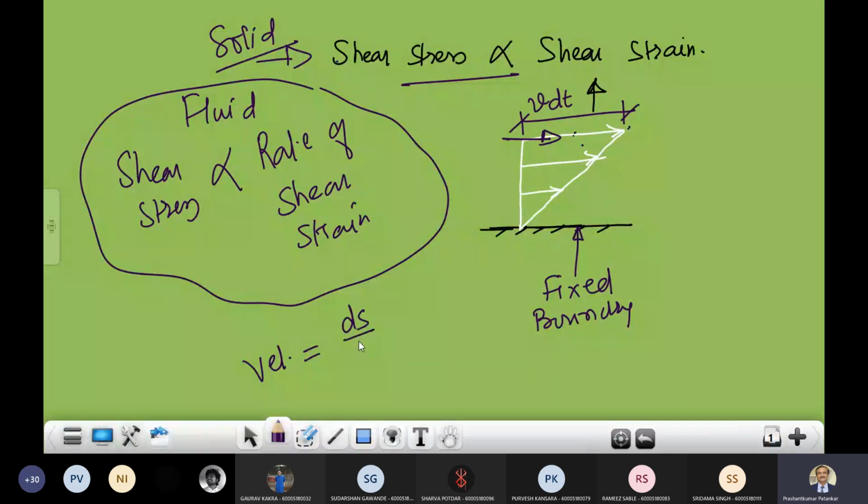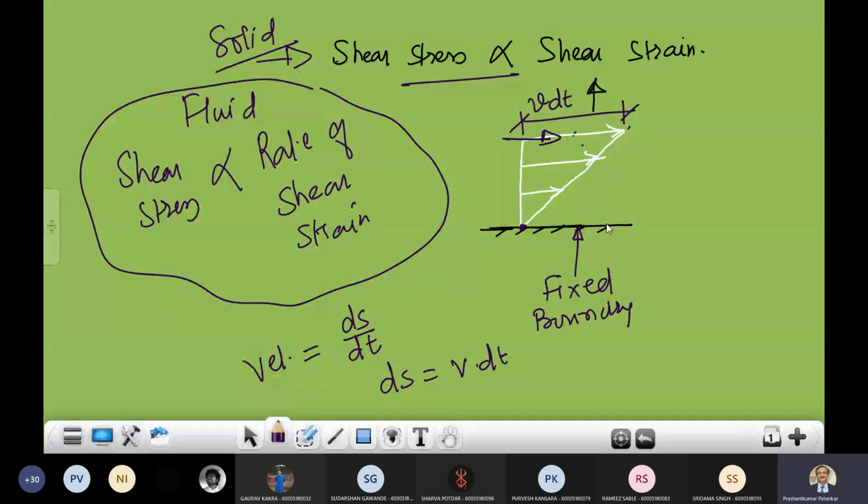Basically, that is your displacement. Suppose this is one point which is there on the fixed surface. This particular point is stationary, as I clarified at the beginning that this wall is a fixed one. So the velocity of this particular point will become zero.